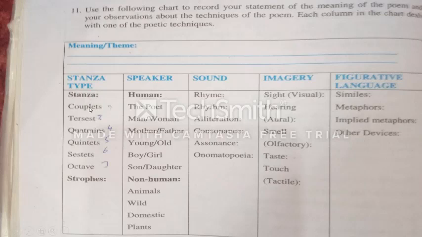If a stanza carries 2 lines, the stanza type would be a couplet. If 3, tercets. If 4, quatrains. If 5, quintets. If 6, sextets. And if a stanza has 8 lines, not 7, 8 lines, that will be an octave. And if a stanza is irregular and unrhymed, having no proper division of lines, that would be a strophe.